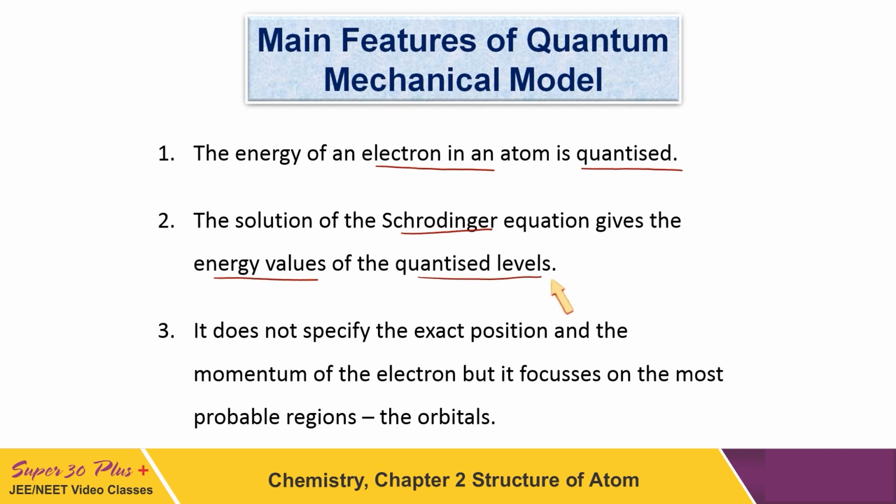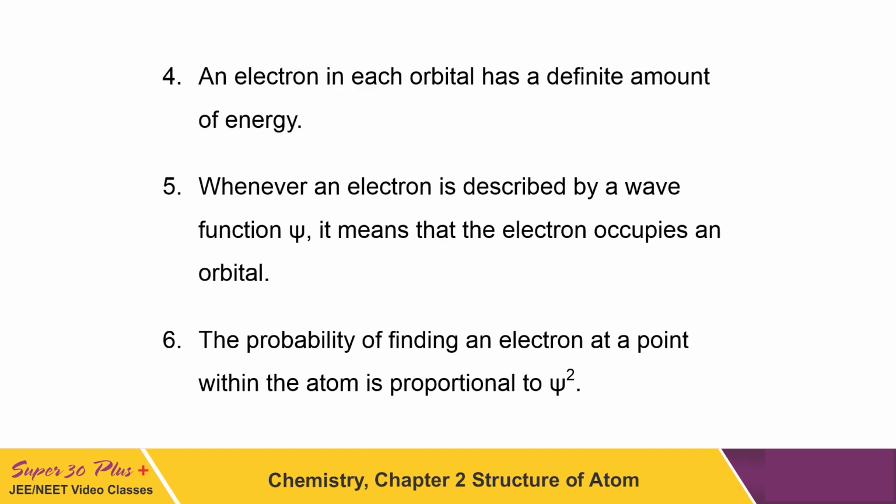So what is the energy value for the first quantized level, or for the second, or for the third quantized level? You will get the value of energy. It does not specify the exact position and momentum of electron, as per Heisenberg's uncertainty principle, but it focuses on the most probable region, students. Here we never say that electron is present here with certainty. Here we focus on the most probable region, where the probability of finding electron is maximum, and those places are described by probability density, which I'll tell you about.